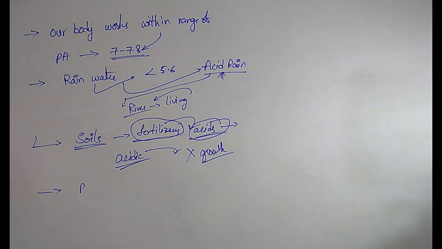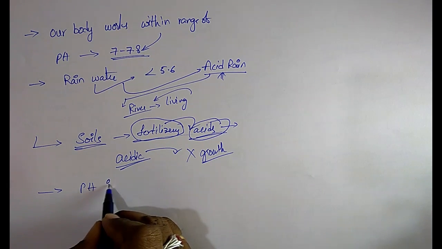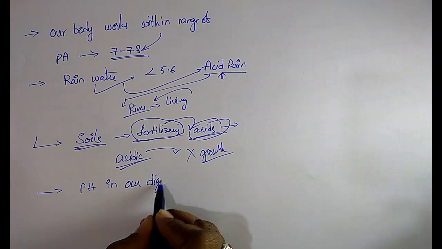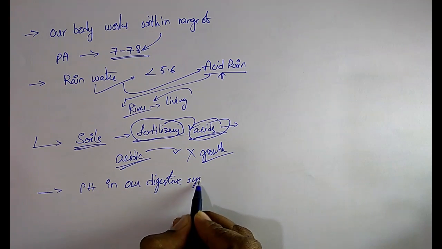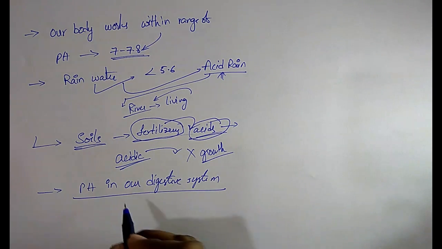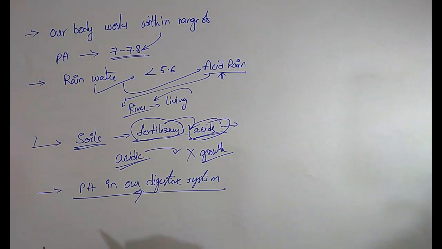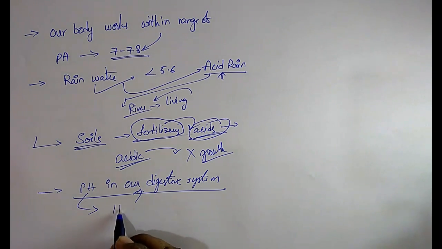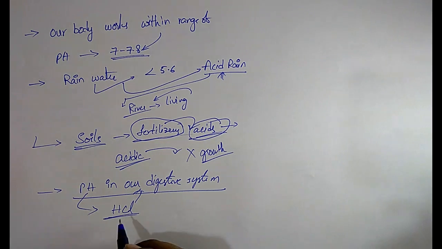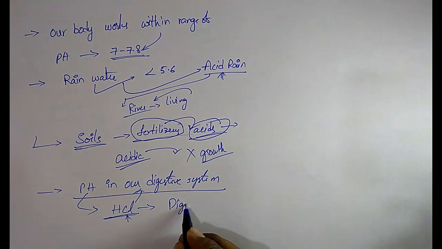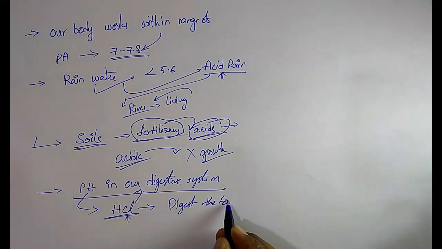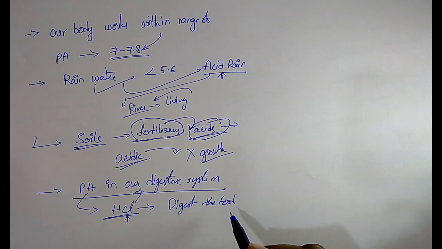And next one, pH in our digestive system. I already told about this. Do you know one thing? Our stomach produces acid, that is hydrochloric acid, which is very acidic in nature. And this hydrochloric acid helps to digest the food without harming the stomach.